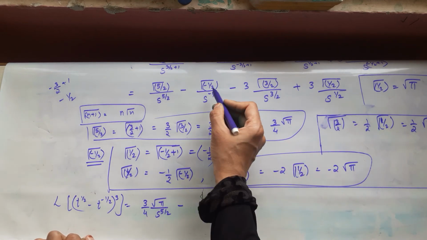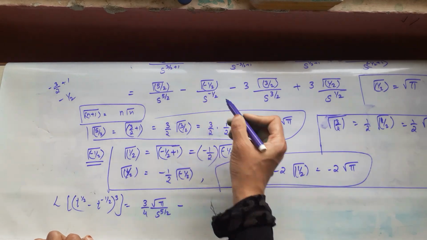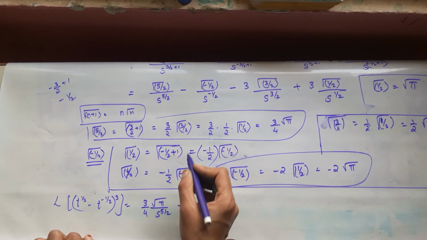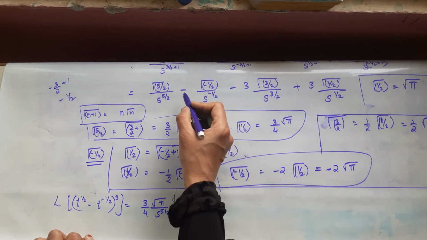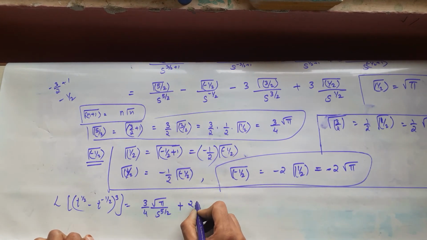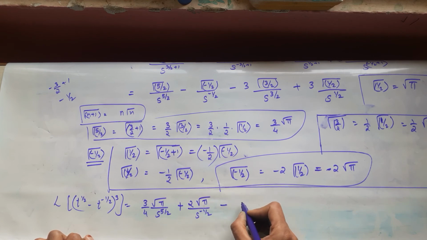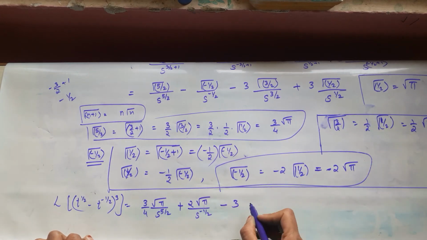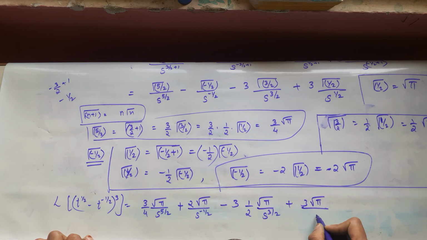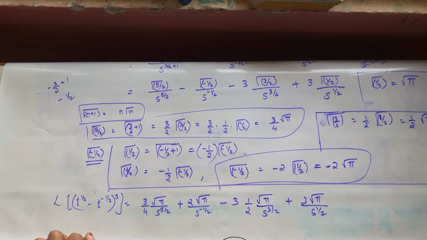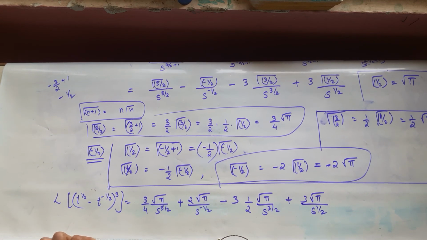Look at that. Yes, you are substituting for this gamma of minus half, you have got it to be minus 2 root pi. That minus sign and this minus sign we have got for this, and the minus sign is there with the term, so it becomes plus 2 root pi over s to the power minus half, minus 3 times gamma of 3 by 2, which is nothing but half root pi over s to the power 3 by 2, plus 3 times gamma of half, which is root pi divided by s to the power half. This completes your solution for this problem.